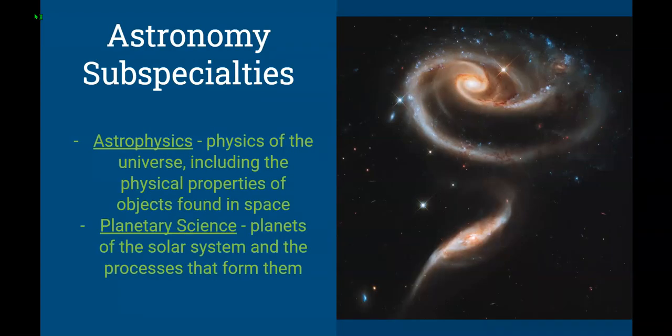To look at some subspecialties of astronomy, 2 examples include astrophysics. These scientists look at the physics of the universe, including the physical properties of the objects found in space, and planetary science. These scientists focus on the planets of our solar system and the processes that form them.